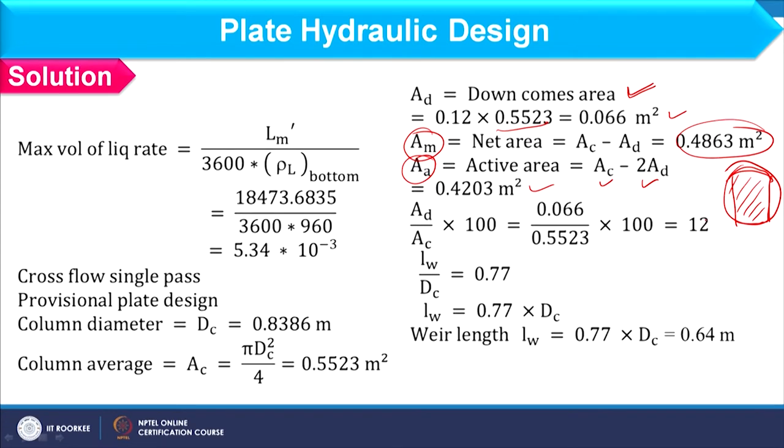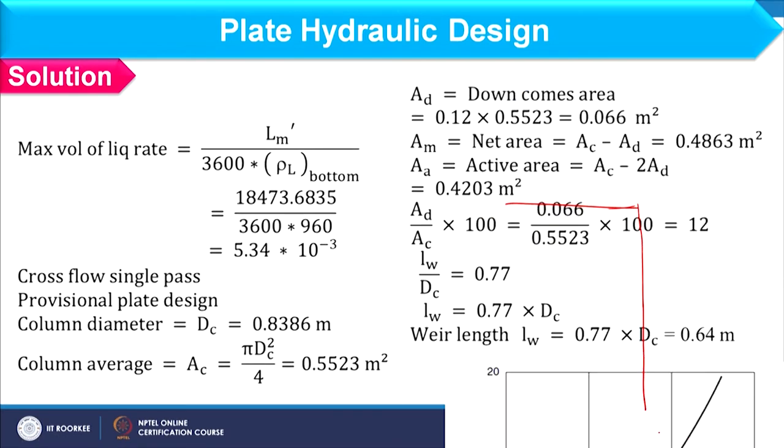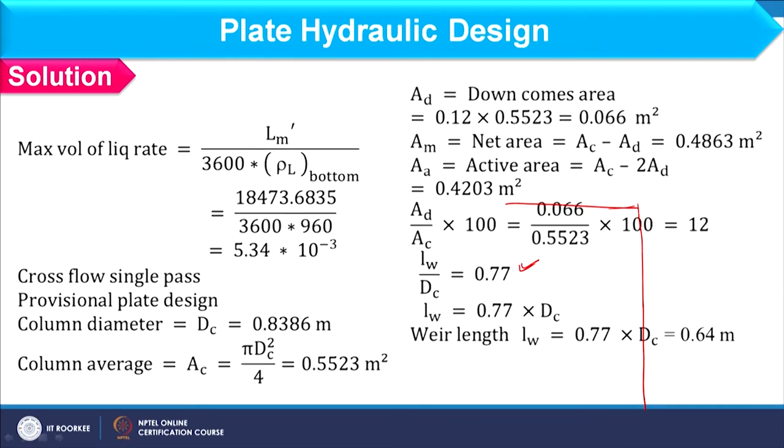And next we have to find out the weir length. How can I find it? I have been given 12% as downcomer area, okay, and we can use this graph. So corresponding to 12% downcomer area, if you see the LW by DC value, it should come as 0.77, okay. So from here you can find out the weir length, which should come out as 0.64, which is also called the chord length.